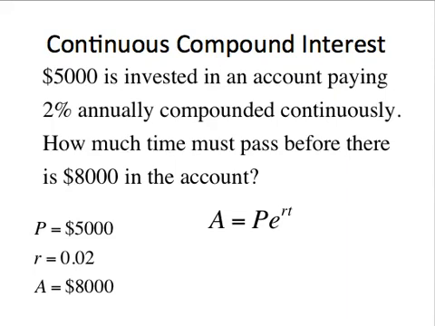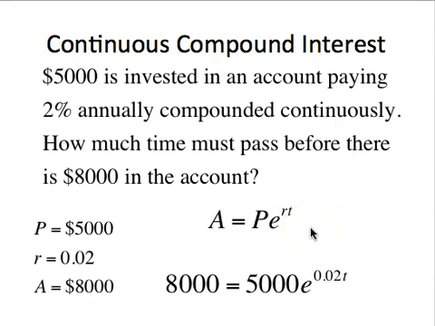Okay, our next question requires us to find the time. So again, 5,000 is invested in an account paying 2% annually, compounded continuously. How much time must pass before there is 8,000 in the account? So we have 5,000. Interest rate is 2%, 0.02. The amount in the account I would want to be 8,000. So this time I have to solve for t.